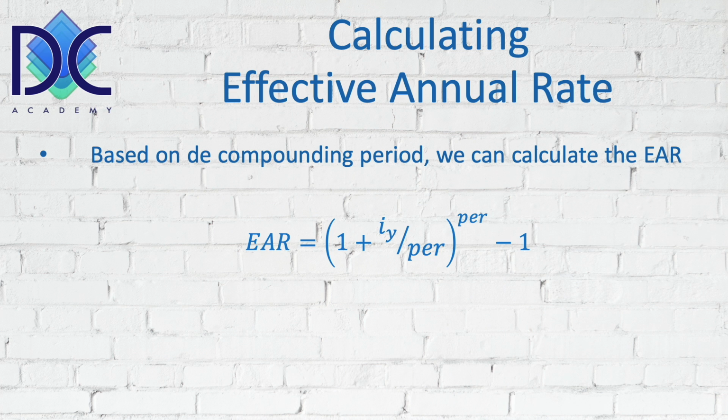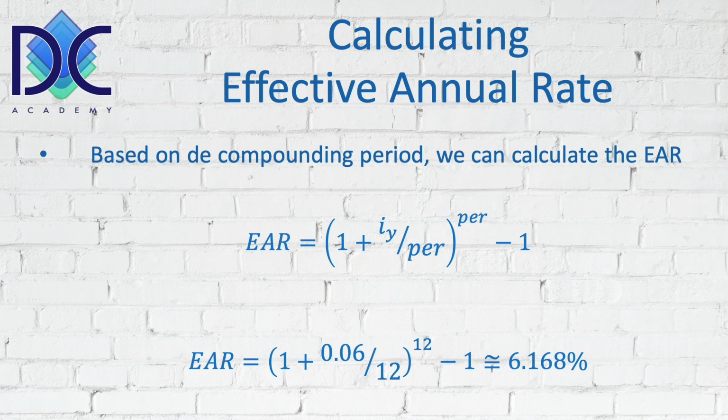So the effective annual rate is 1 plus the periodic interest rate to the power, in our case, of 12, minus 1. So basically, when we look at monthly payments, when we have a yearly interest of 6%, the effective annual rate is 6.168%. So it's a little bit higher than the 6% that we started with.